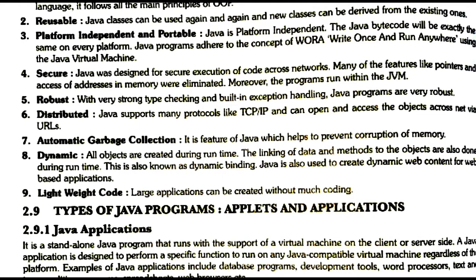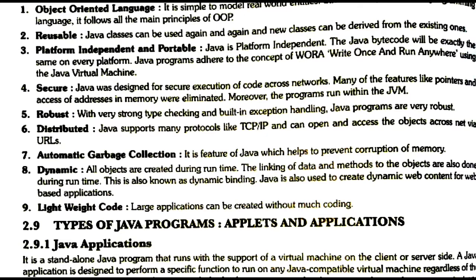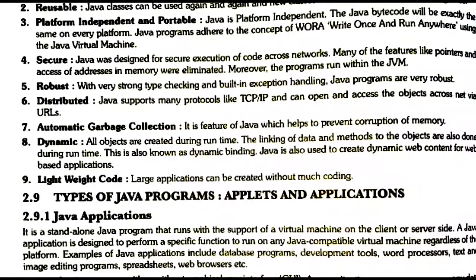Java also had some features like pointers and other direct access to addresses in the memory. These features are eliminated. Due to the elimination of direct access to memory, the programs can securely run with the help of the JVM. Then we have robust. Robust means Java has very strong data type checking and built-in exception handling. Exception means runtime error. Some errors may occur at runtime, and they are called exceptions. So that's why Java is very robust.